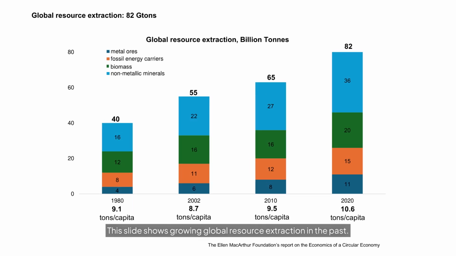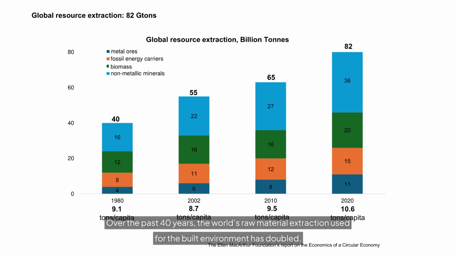This slide shows growing global resource extraction in the past. This data helps us understand why a circular approach is urgent. There are growing trends of resource extraction of metal, highlighted in dark blue, fossil energy in orange, biomass in green, and non-metal minerals in light blue. As of 2020, annual global resource extraction reached approximately 82 billion tons, while the resource extraction in 1980 was 40 billion tons. Over the past 40 years, the world's raw material extraction used for the built environment has doubled.